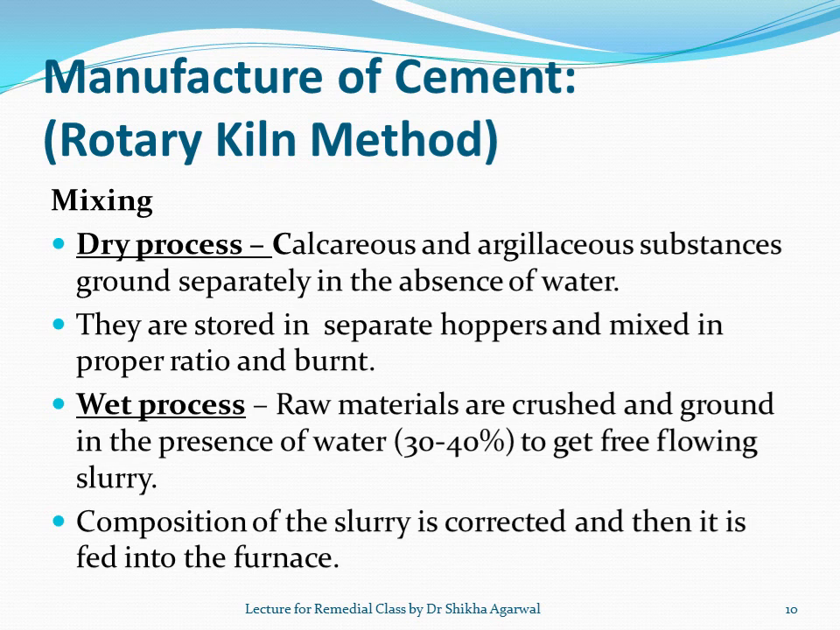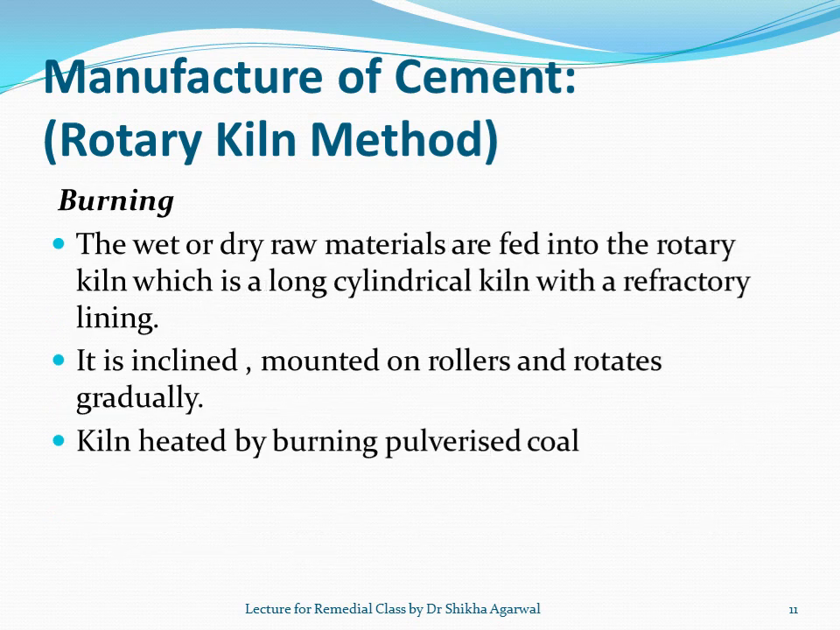So you can see in this chapter there are two important questions. One is the manufacture of cement by rotary kiln method. Now, for manufacture, we feed the slurry, whether you prepare it by dry process or wet process, into the rotary kiln. Now, what is a rotary kiln?